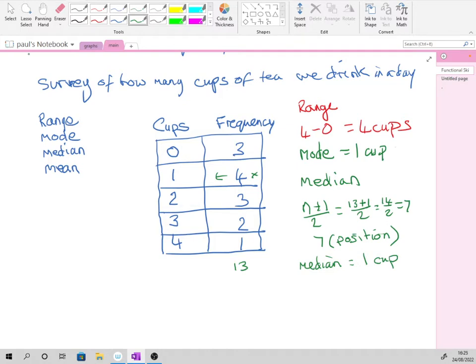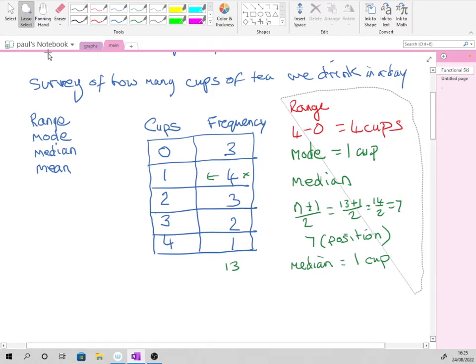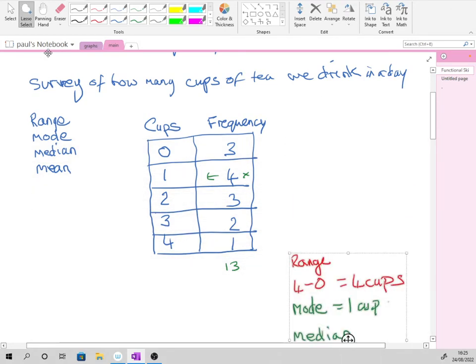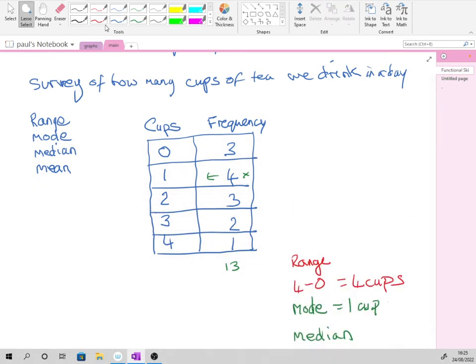Right, now we are going to try and move that just down there. Right, come down there. Because what we're going to do now, in red, is the mean.